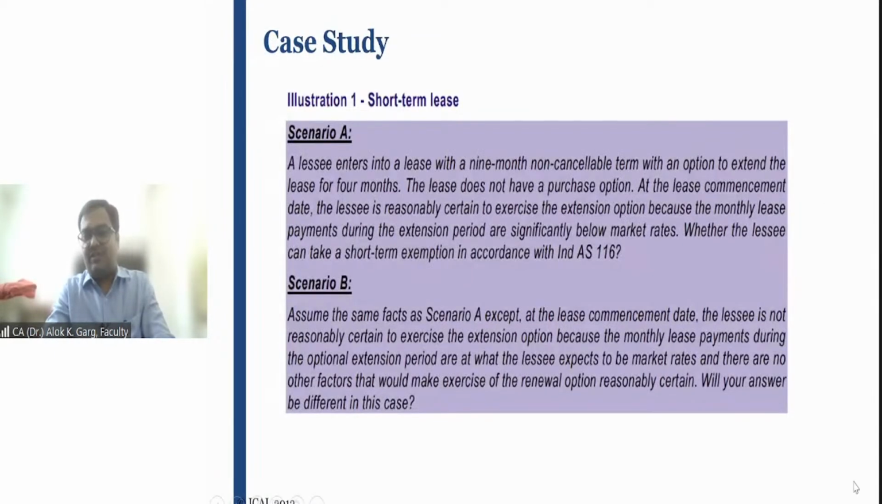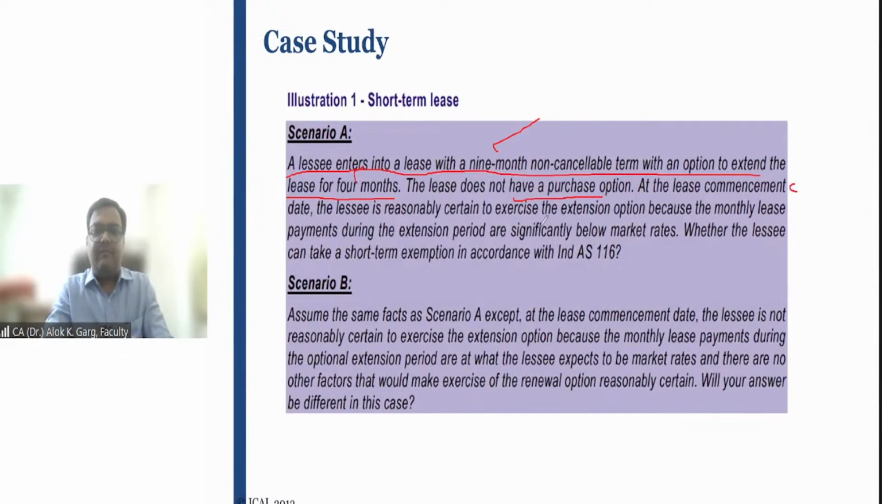So let's discuss this question. And you need to tell me quickly. A lessee enters into a lease with a 9-month non-cancelable term with an option to extend the lease for 4 months. So the non-cancelable period is 9 months. There is an optional renewal period of 4 months. 9 plus 4, 13. But let's discuss further. The lease does not have a purchase option. So purchase option is not there. That is very much clear.